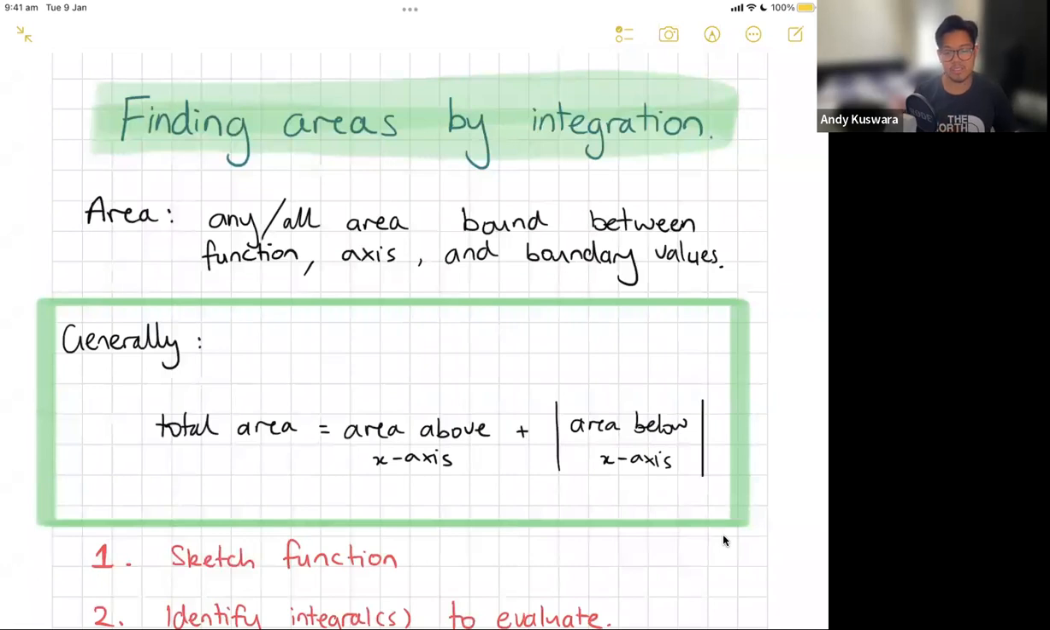Your total area is going to be the areas above the x-axis plus the absolute value of the area below the x-axis. Because as we remember, anything above the x-axis tended to be positive, and anything below the x-axis tended to be negative. So we don't want any negative areas. We know that there's an area, we know that it's negative, we're just going to take the positive value because we're talking about area, which is positive.